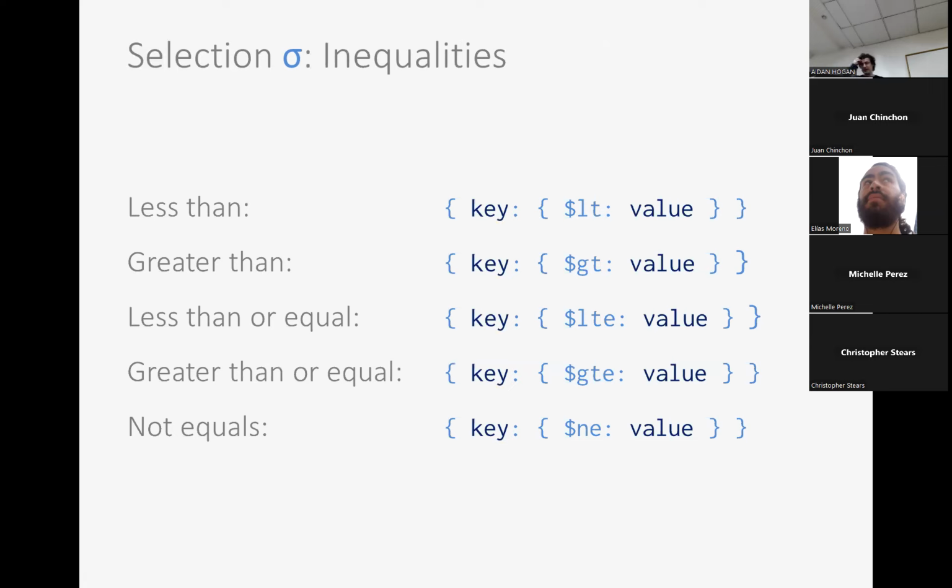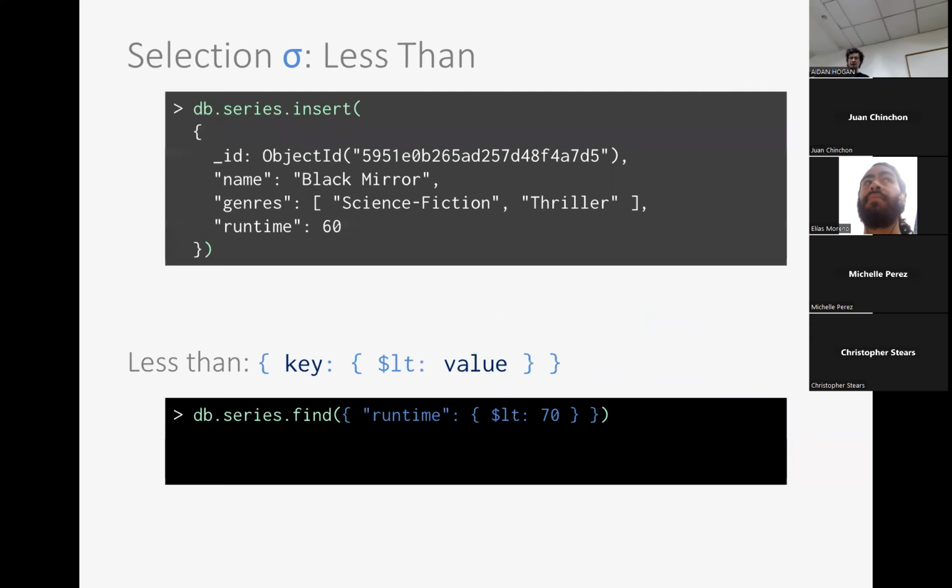Inequalities. Rather than searching for exact matches on values, we can also search less than, greater than, less than or equal, greater than or equal, and not equals. Quick example of that: less than 70. This time we're searching for runtime not exactly equal to some value, but rather runtime less than 70. We have runtime 60 here, so we get a match and we return this document here.